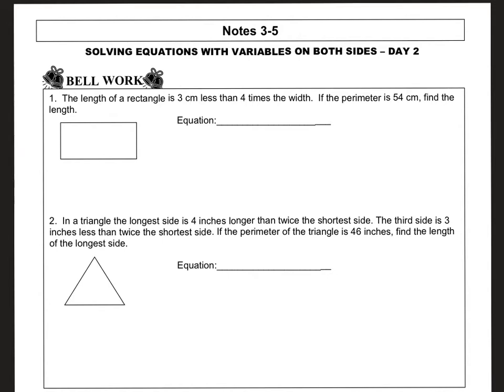multi-step equations. Go ahead and pause this video and try these on your own. If you get stuck, I will walk you through each of these. These are a little more challenging today for the bell work, but I want you to give them a try on your own first. So when you're ready, unpause the video and see how you did.